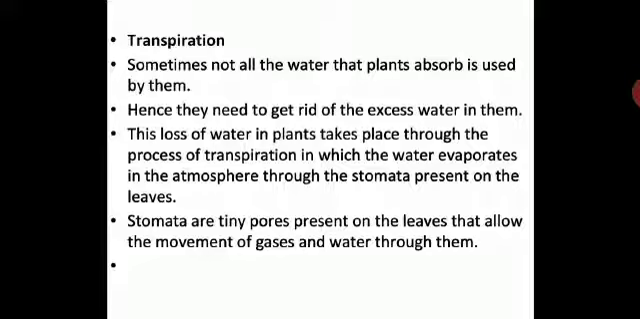So how do leaves do transpiration? With the help of stomata, which are small pores present under the leaves. You have seen stomata, they have guard cells to close and open. Those guard cells help in closing and opening, and that helps the stomata give out excess water from the leaves. And stomata are tiny pores present on the leaves that allow the movement of gases and water through them.